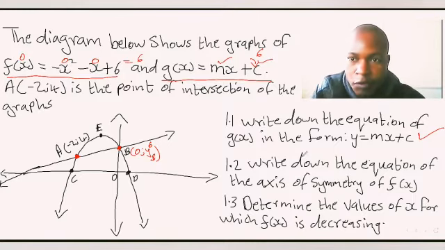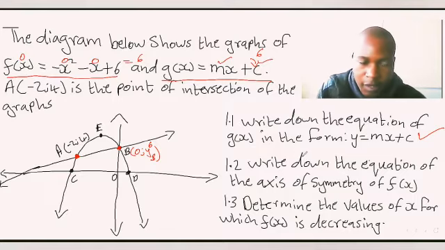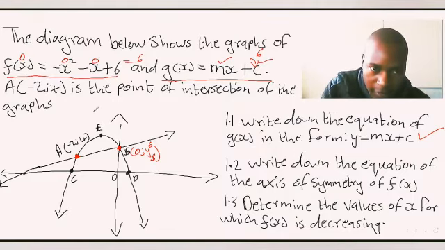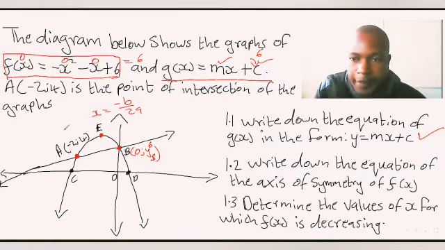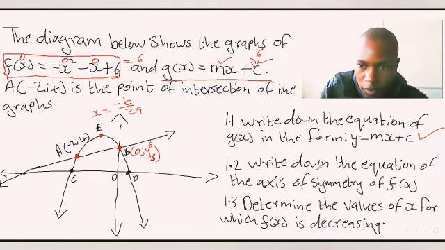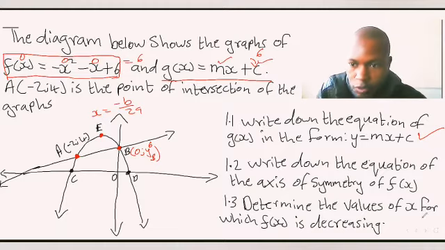Now let's move on to 1.2, which wants you to write down the equation of the axis of symmetry of f of x. That would be x equals negative b divided by 2a. That's that point over there, and you would need to make use of this equation. Now let's move on to the next page to sort this out.